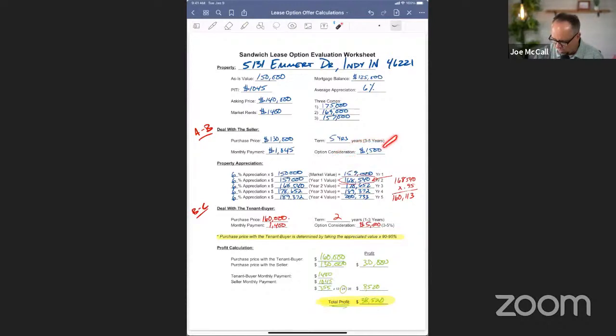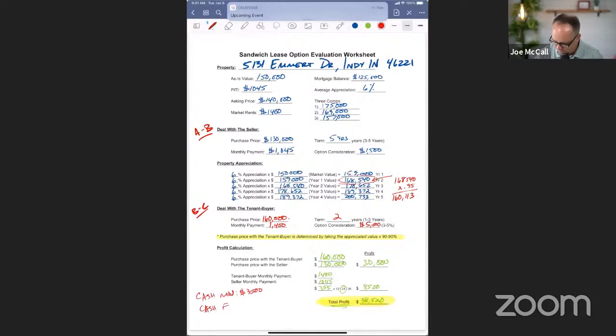But you know what? Where did that money come from? It came from the tenant buyer who put down $5,000. So tenant put down $5,000. Of that, I gave $1,500 to the seller. So what's my cash now profit on this deal? Let me put that right here in red. Cash now, $3,500.